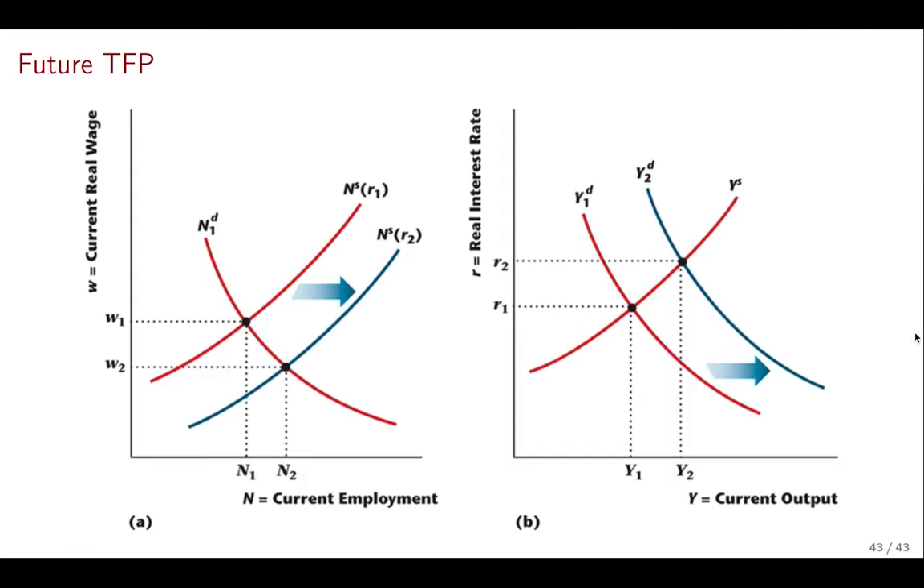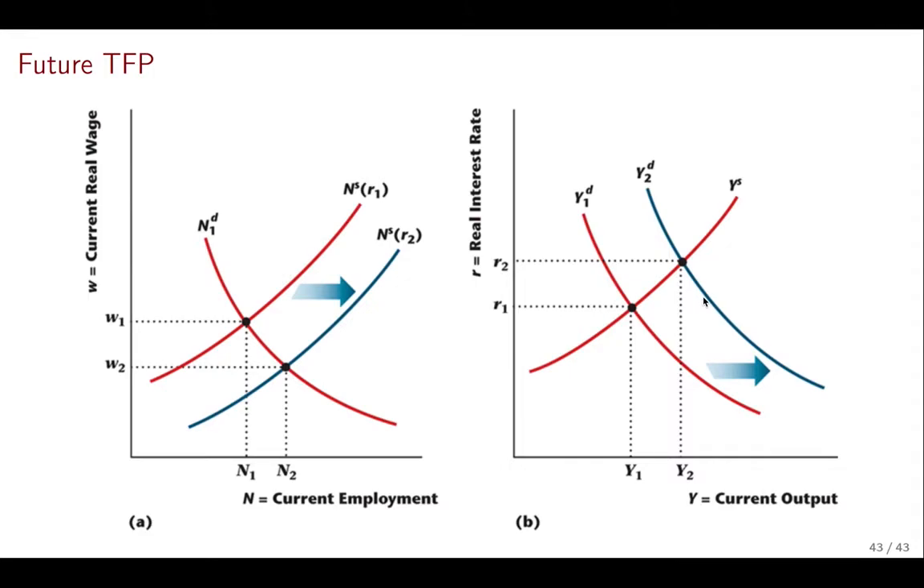The final change we're going to consider is a change in future TFP. Now this is an interesting problem because nothing is happening today. The state of the economy today has not changed. There are just news that in the future TFP is going to be higher. Because TFP is going to be higher in the future, what we end up having is not a change in the aggregate supply of the economy. Remember, the production function has not changed today, but rather a change in the aggregate demand of the economy.